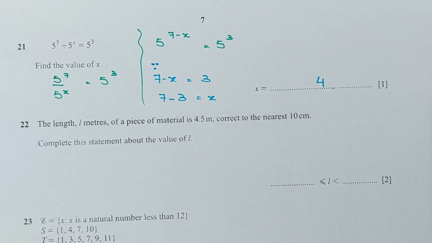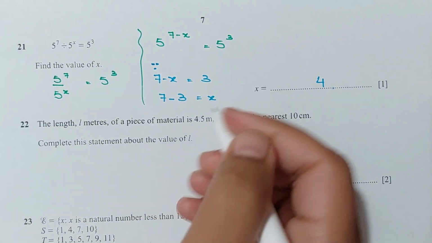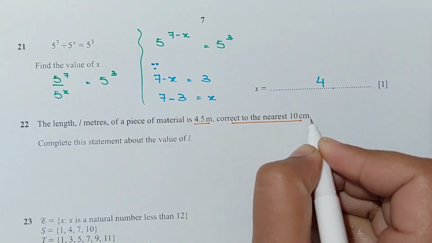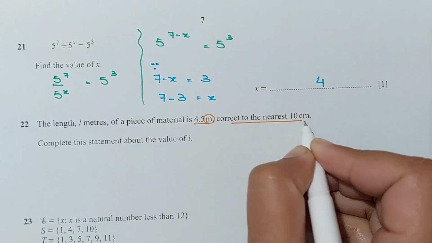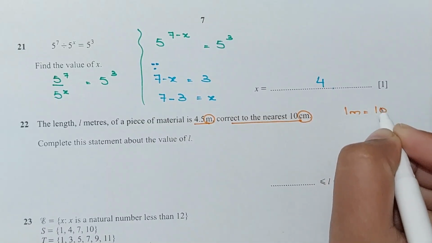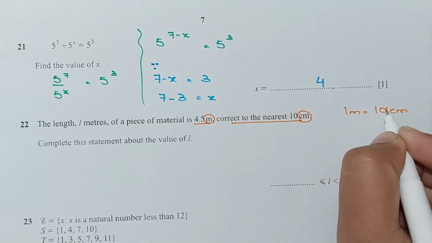Question number 22. The length L meters of a piece of metal is 4.5 meters, correct to the nearest 10 centimeters. This is in meters and this is in centimeters. 1 meter is equal to 10 centimeters. Sorry, 100 centimeters.